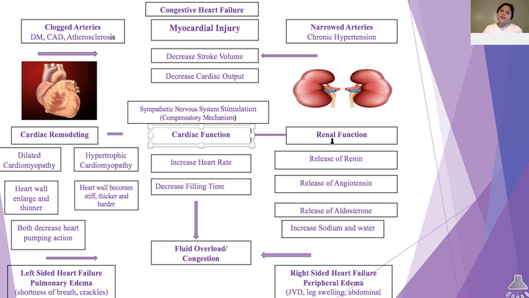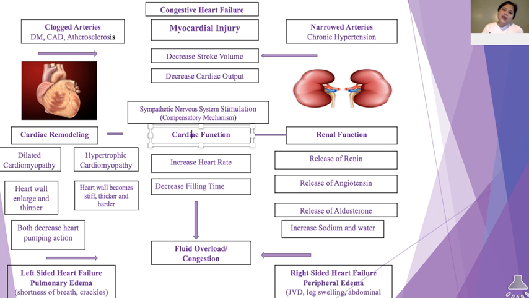The third compensatory mechanism is through renal function. And what will happen in the renal function is it starts to release some hormones like renin, angiotensin, and aldosterone. And aldosterone, we know, can cause increased sodium and water retention in the body. All of this causes fluid overload and congestion, leading to the signs and symptoms of CHF.